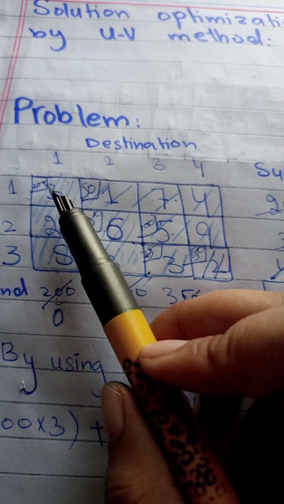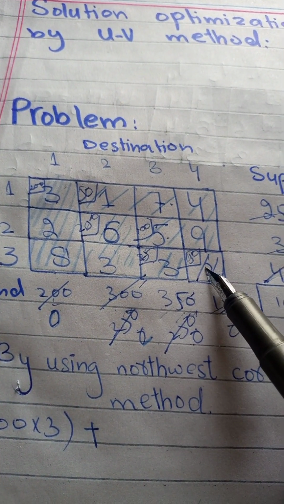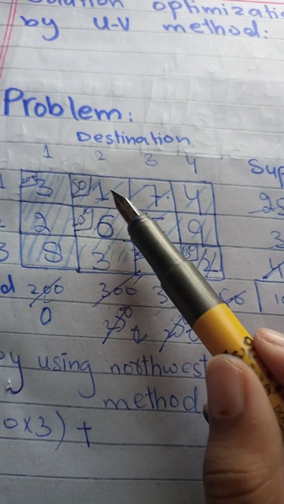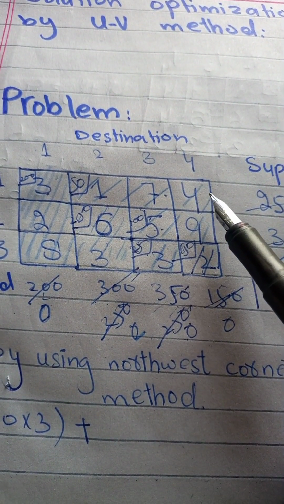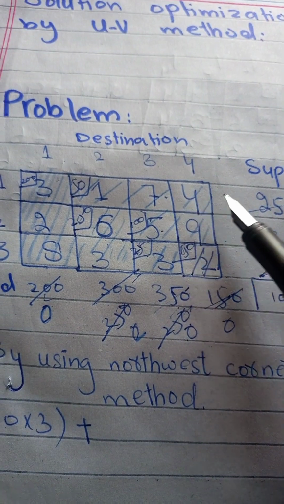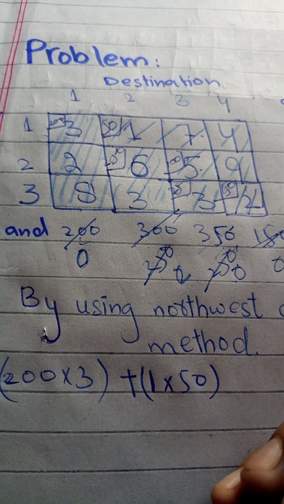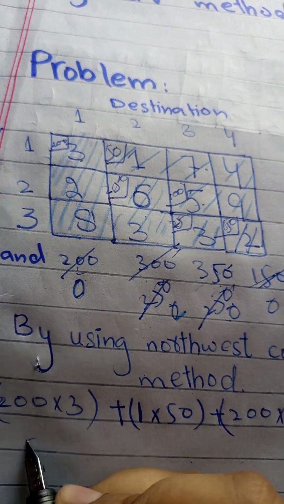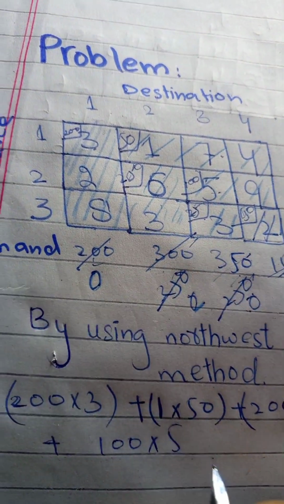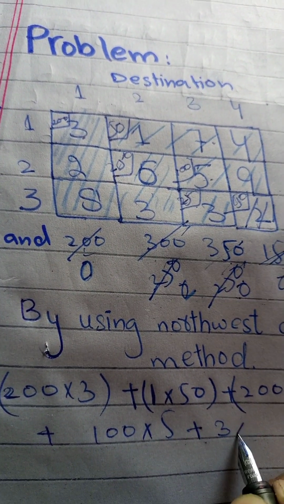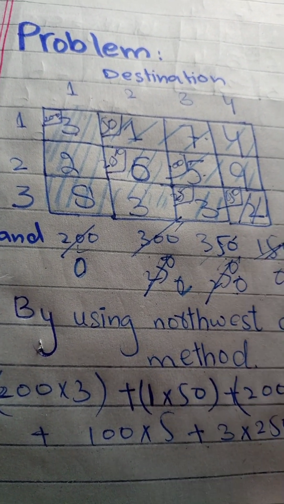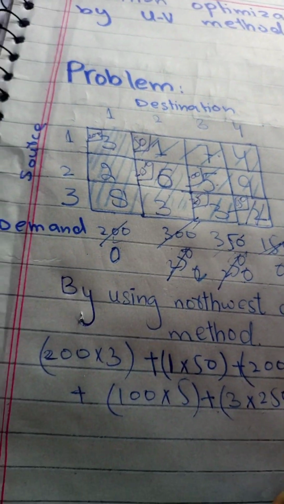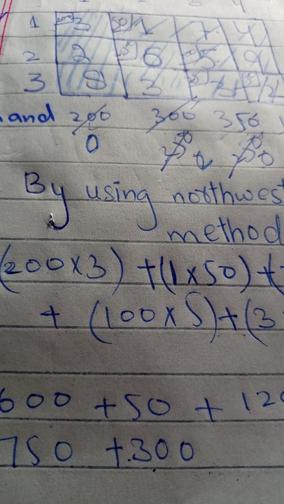So we will now write the allocations to find the feasible solution. We are finding the initial basic feasible solution. We have used the northwest corner method to find the initial basic feasible solution. Now we will find the solution: 1 into 50 plus 200 into 6 plus 100 into 5 plus 3 into 250 plus 2 into 150. So here we will solve this.